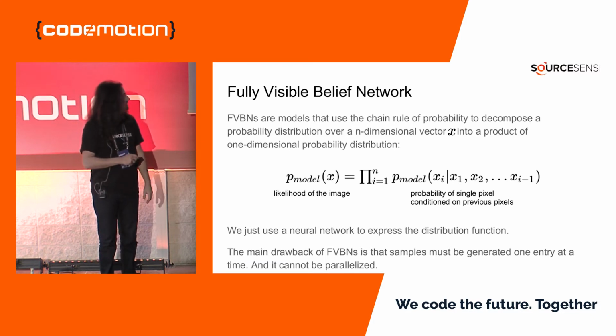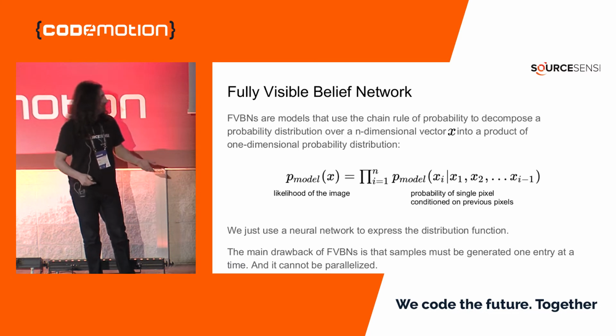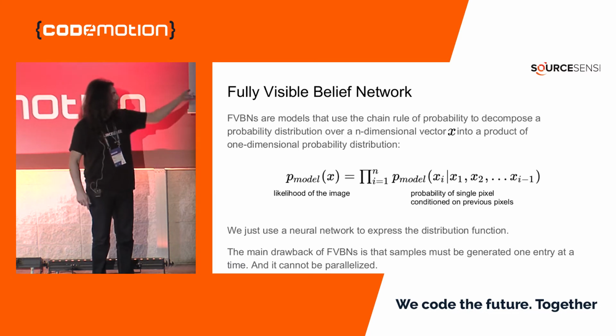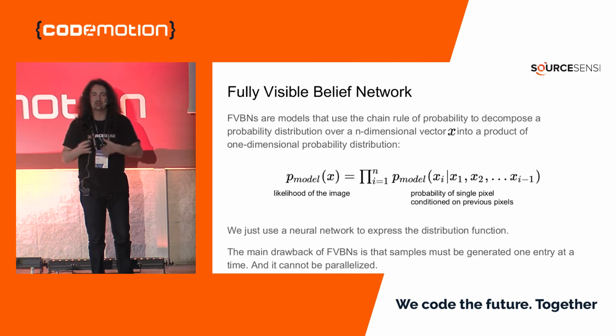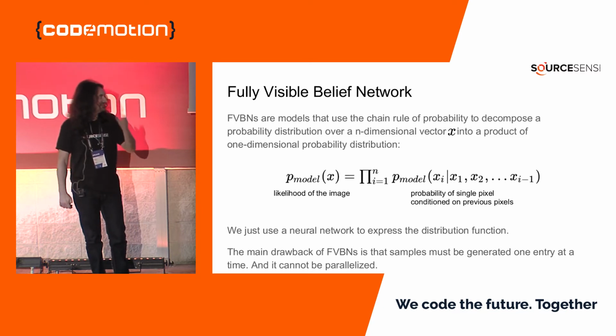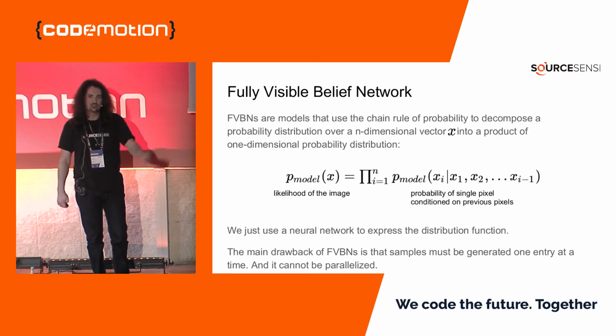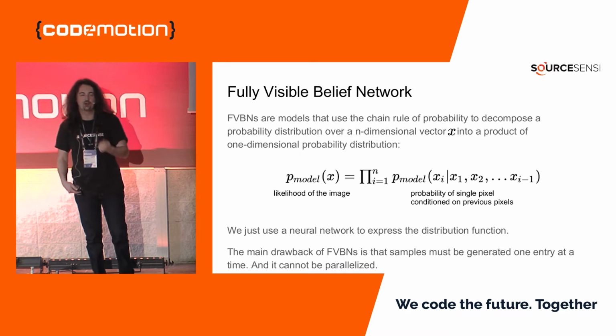So if we want to estimate a pixel in an image, we know that the product of the single pixels conditioned on the values of the previous pixels we've seen is a good way to model this. And to learn this very complex probability distribution, we just use a neural network to express this distribution function as an approximator. That's why I want to stress that neural networks are mathematical functions. The main drawback of fully visible belief networks is that samples must be generated one entry at a time, so one pixel at a time in this case, and it cannot be parallelized, because you're always dependent on the previous context that you have elaborated.